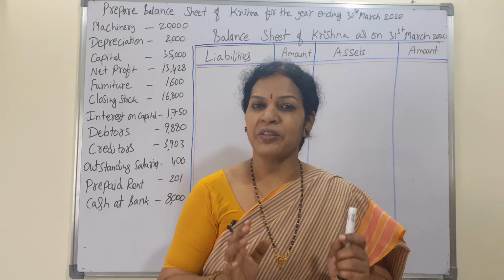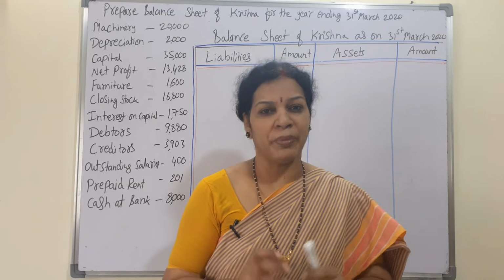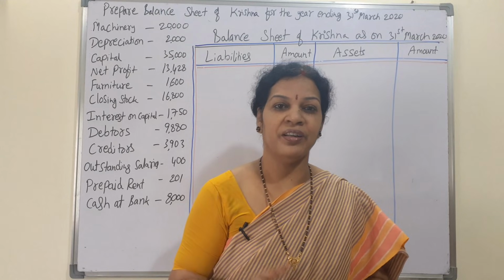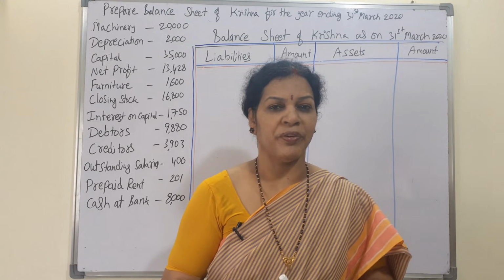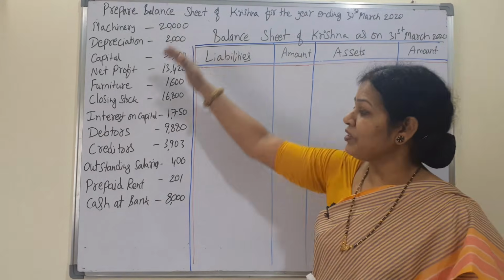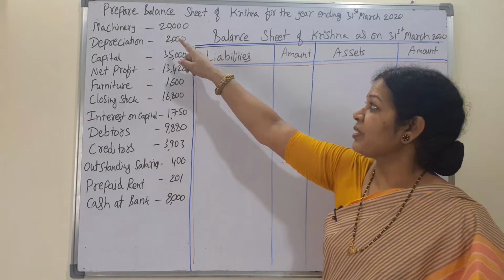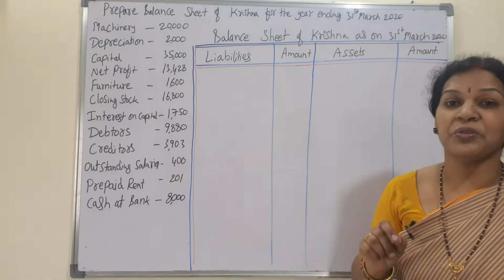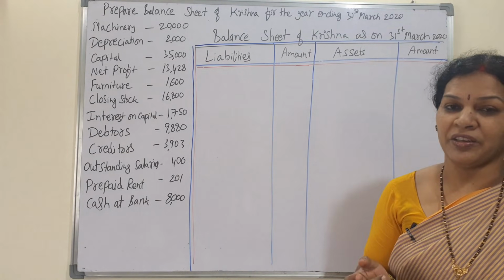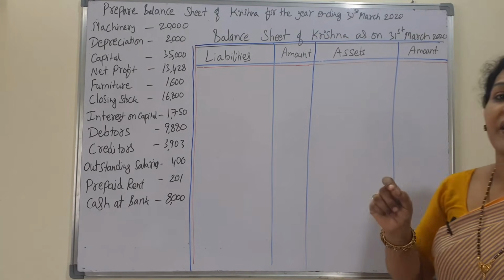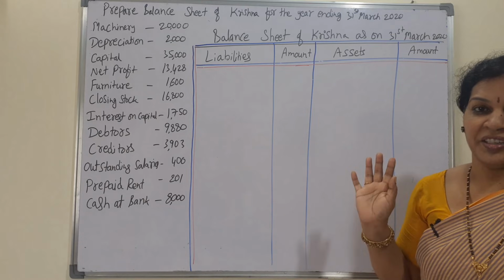Today we'll see one small problem on how to prepare a balance sheet. If you are thorough in this, then we can go directly into the final problems of final accounts. Okay, so the information is given here, and they are asking: prepare the balance sheet of Krishna for the year ending 31st March 2020. So I have written balance sheet of Krishna as on 31st March 2020.